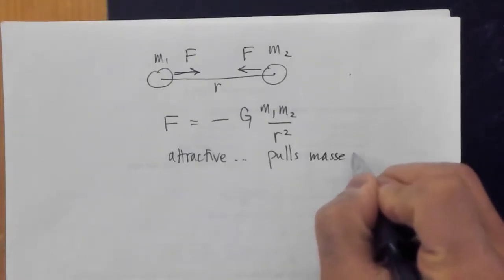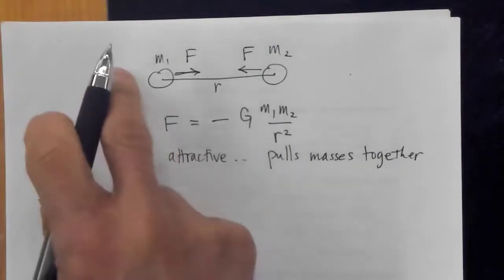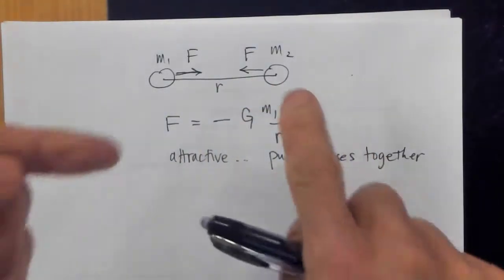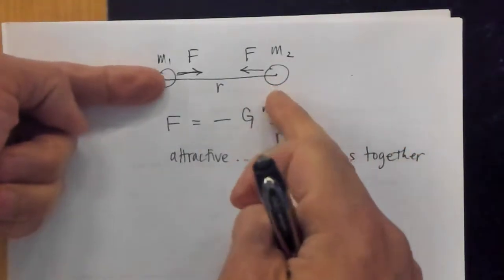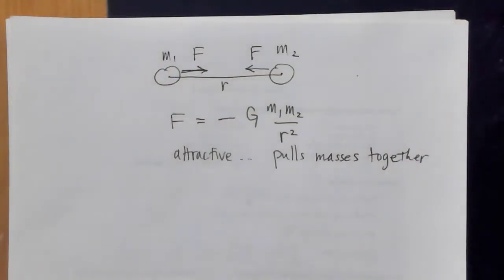masses together, meaning you draw a straight line connecting the two masses, and this gets pulled. Okay, so this one here gets pulled to this one, and this one gets pulled to that one. Right? Does that make sense, everybody?